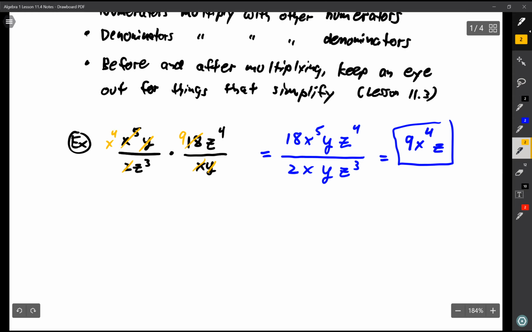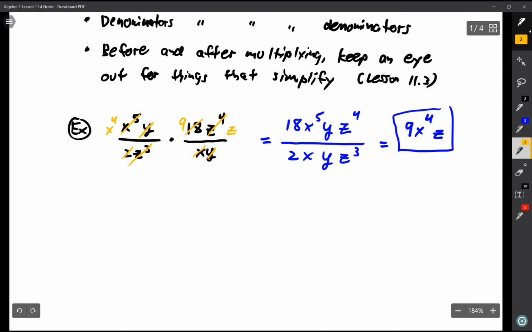Sorry, my x to the fifth and my x. And then my z's, let's see, is z cubed, z to the fourth. Z is 1 power bigger on top. So I'm going to have a z to the first. So what am I left with? Well, everything canceled on bottom, so I'm just left with technically a 1, because it's 1 times 2 times, etc.